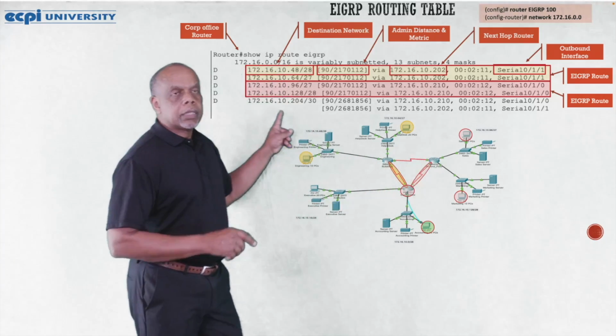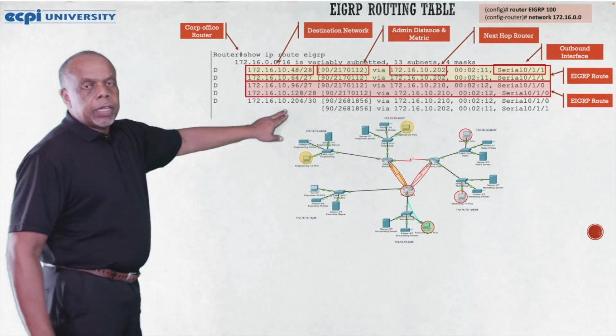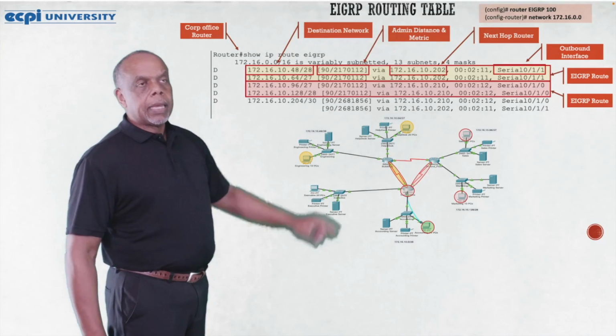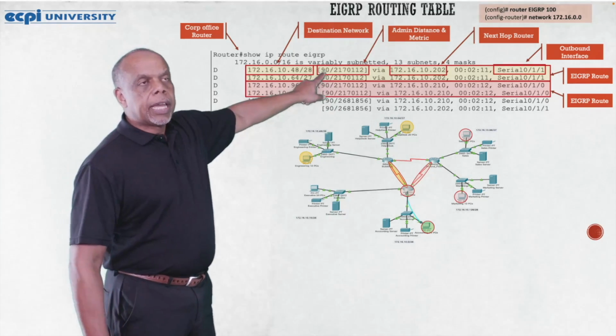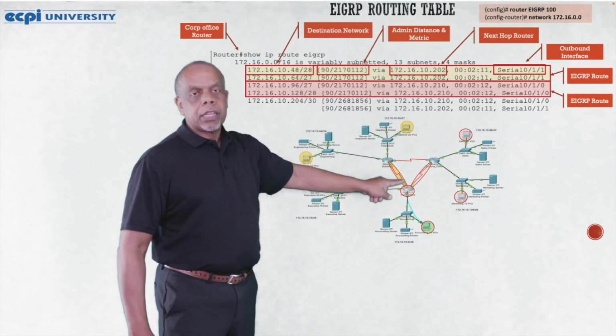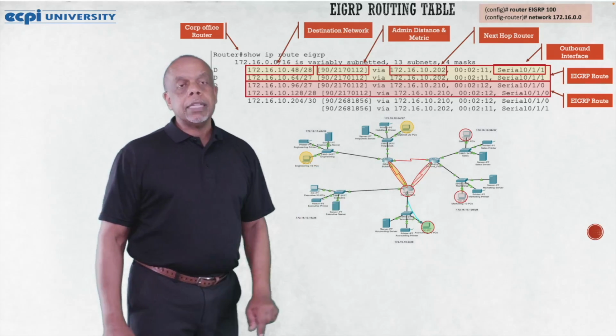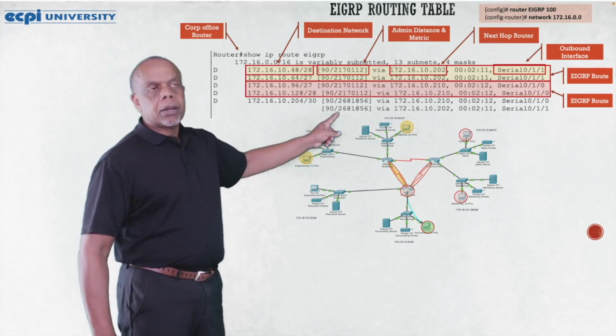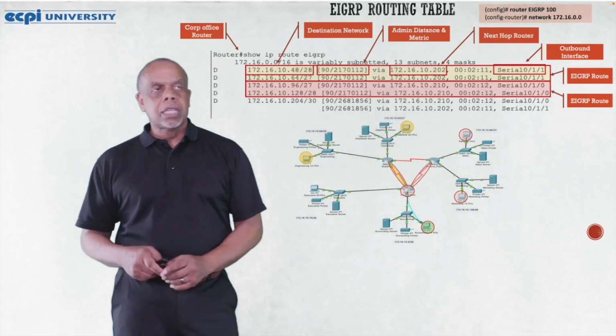Even though, if you look over here at these two routes, you see the metric's pretty high. That's why it's going to always select this path first, unless this path doesn't exist, or the metric for this path becomes higher than that. That's a very high metric.